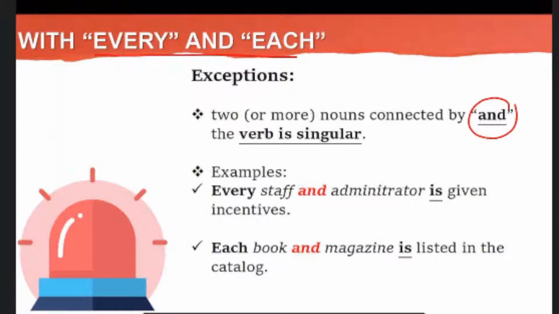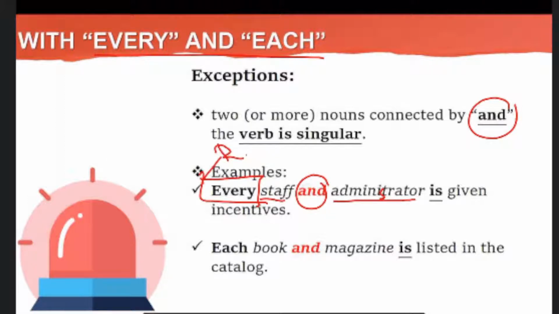Let's have a look at the examples. First, we have the example for every. Every staff and administrator is given incentive. Just now we only had staff given incentive, so that was very easy to understand. However, here we have an administrator, so there are two subjects here. Even though there are two subjects, you need to focus on the rule here.